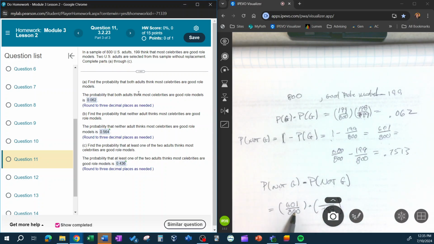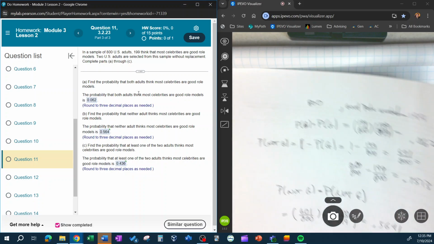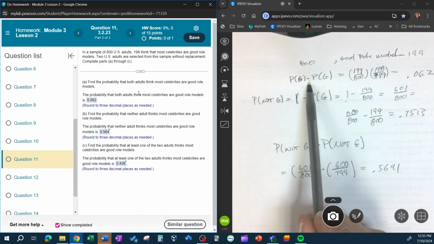all right, I'm going to remove 1 from here. And since the person I chose is going to come out of this group, there's only going to be 600 of them left. Right? So the first one's not in the group that does not think they're good role models. And then the same group, -1 for the second person. So let's do the math there. 601 times 600 divided by 800 divided by 799. So that's going to be 0.5641. All right?